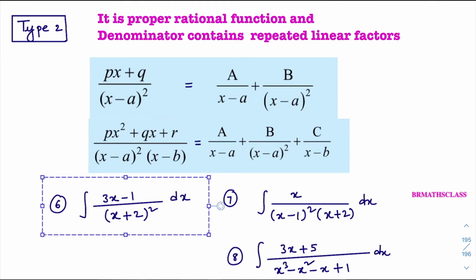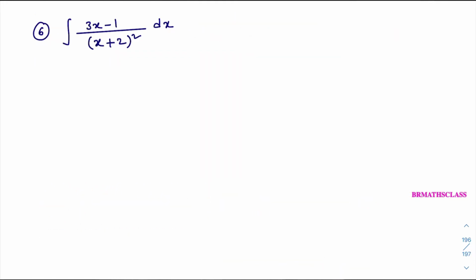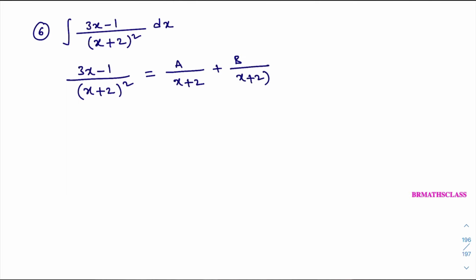First, we'll take this sixth question. You observe this sixth question. Is it a proper rational function or not? Yes, it is a proper rational function, because the degree of numerator is less than the degree of denominator, and the denominator contains repeated linear factors. Then by using partial fractions, how do we split this proper rational function? As it is a proper rational function and the denominator contains repeated linear factors, as we learned in the theory, this can be written as a divided by x plus 2 plus b divided by x plus 2 whole square. I hope you are understanding.